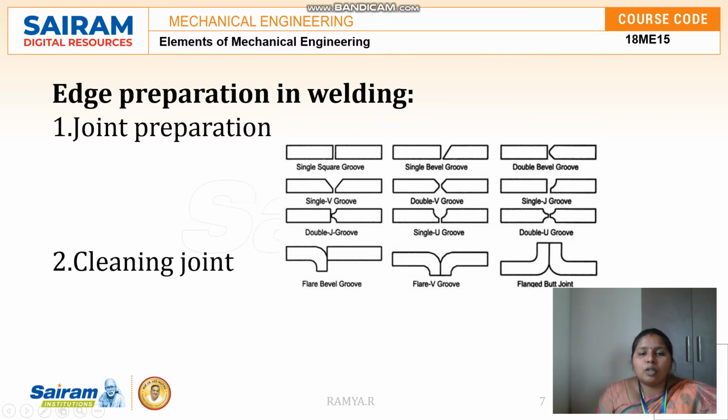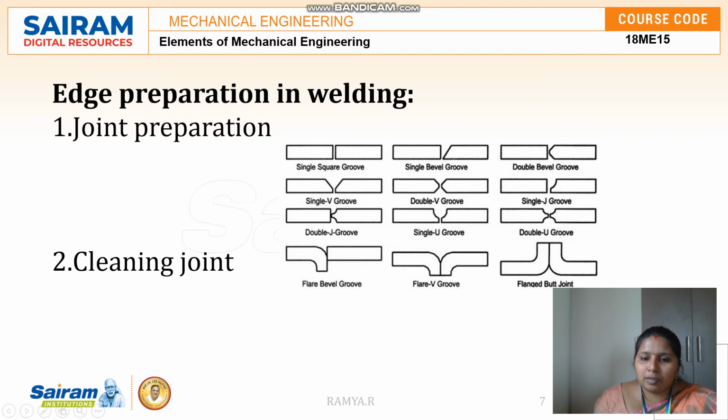Before starting a welding, there are two things that have to be done for sure. One is the joint preparation. If we need a single square groove, a single bevel groove, or a double bevel groove, whatever shapes we need, these are nothing but the edge preparation. And this is how the joint is to be done.